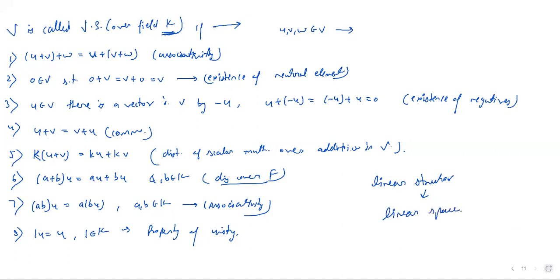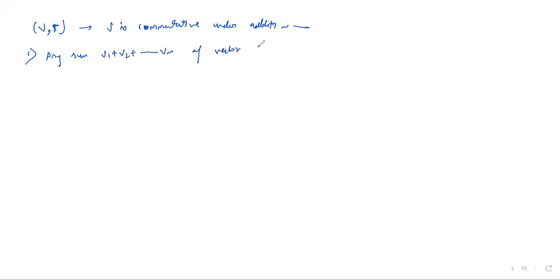Now there is one thing, that the vector space V with the operation of addition is a commutative group under addition. What does this mean? It means that any sum of vectors, v1 plus v2 up to vm, does not depend on order.